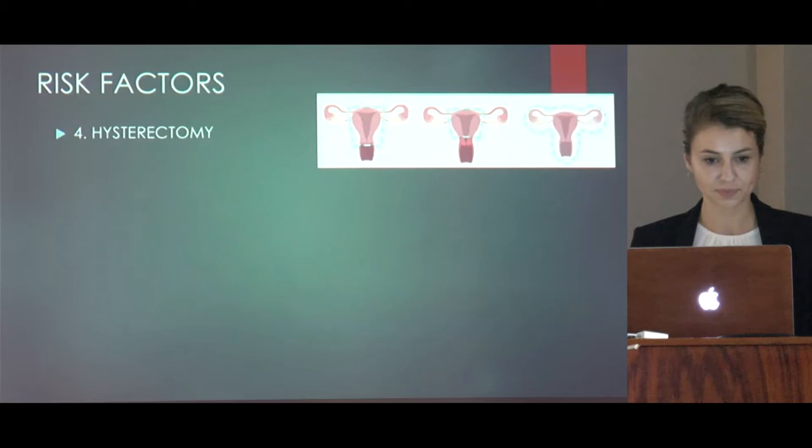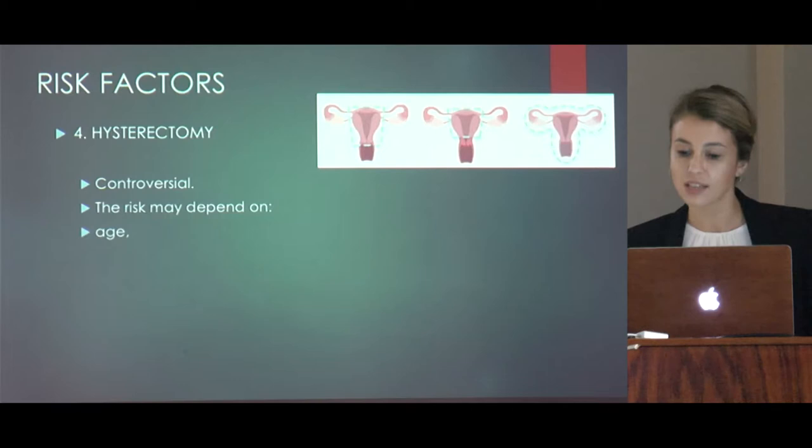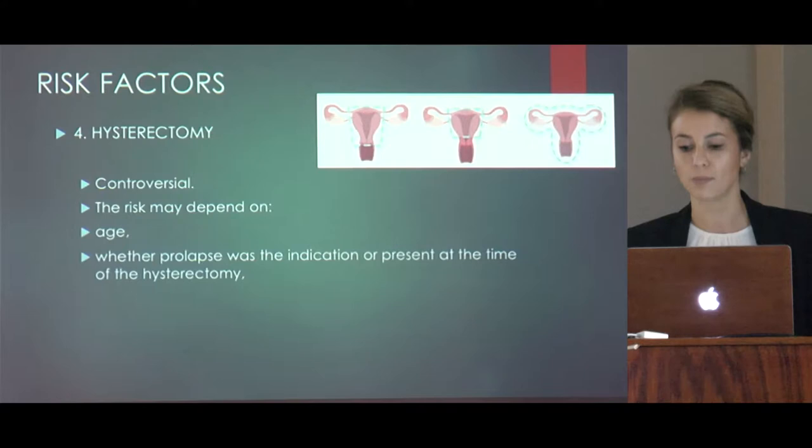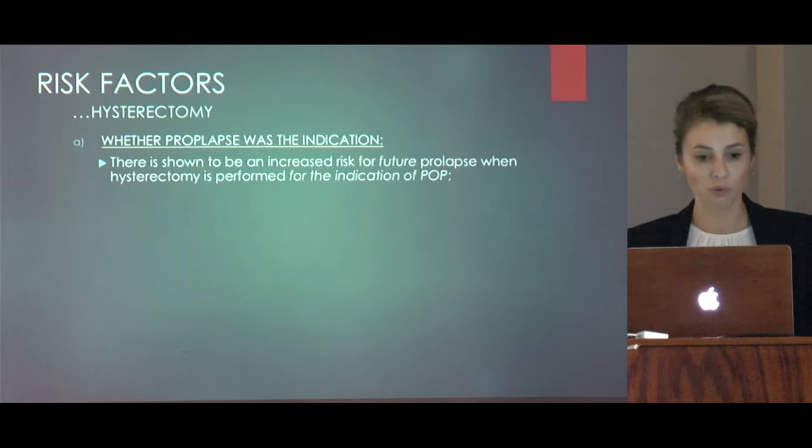The next possible risk factor is previous hysterectomy, but this is controversial as the risk may depend on the age, as we discussed now, whether the prolapse was the indication or present at the time of the hysterectomy, and on the surgical approach, including apical support procedures at the surgery. So to zoom into the evidence of A, whether prolapse was the indication of the hysterectomy to start off with, there is shown to be an increased risk for future prolapse when hysterectomy is performed for the indication of prolapse.